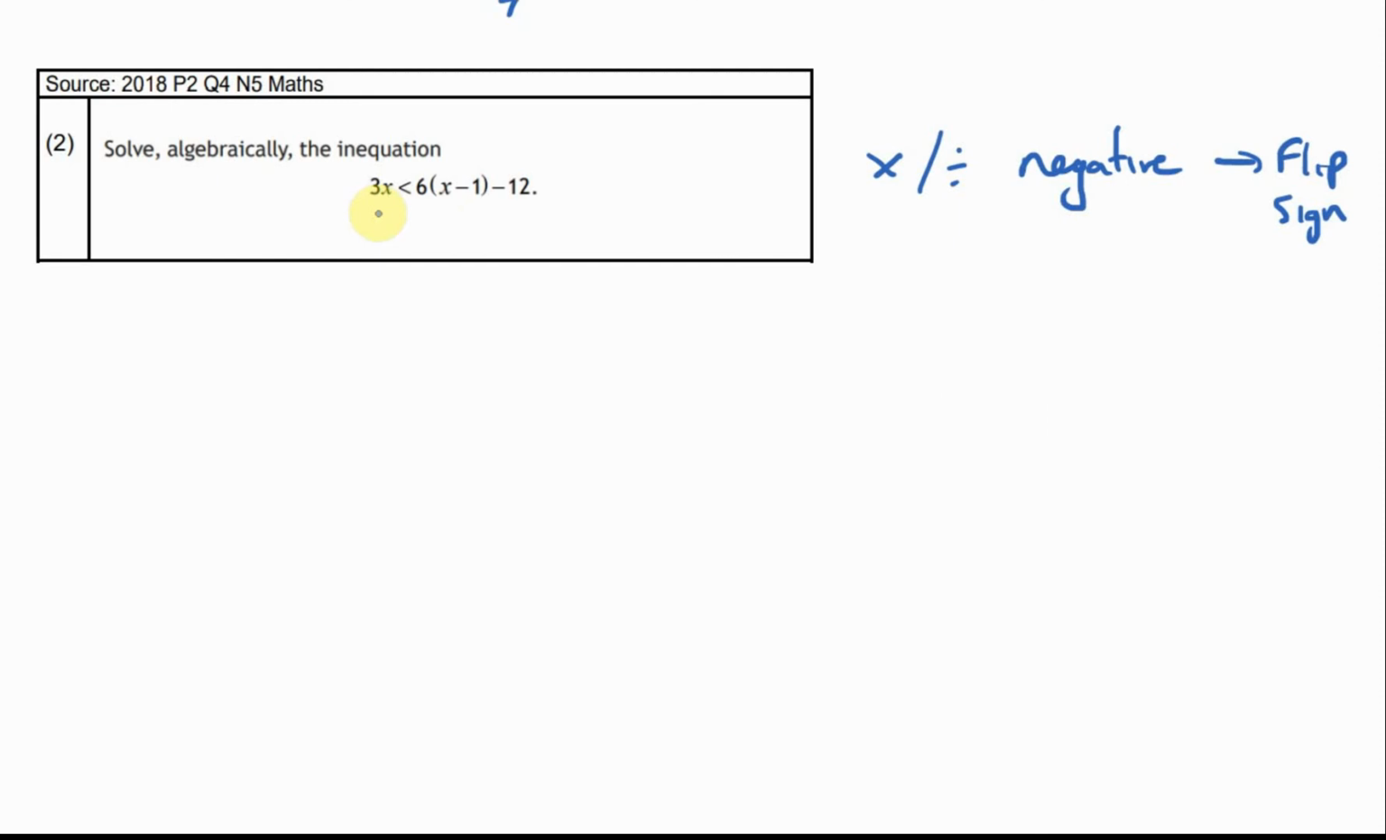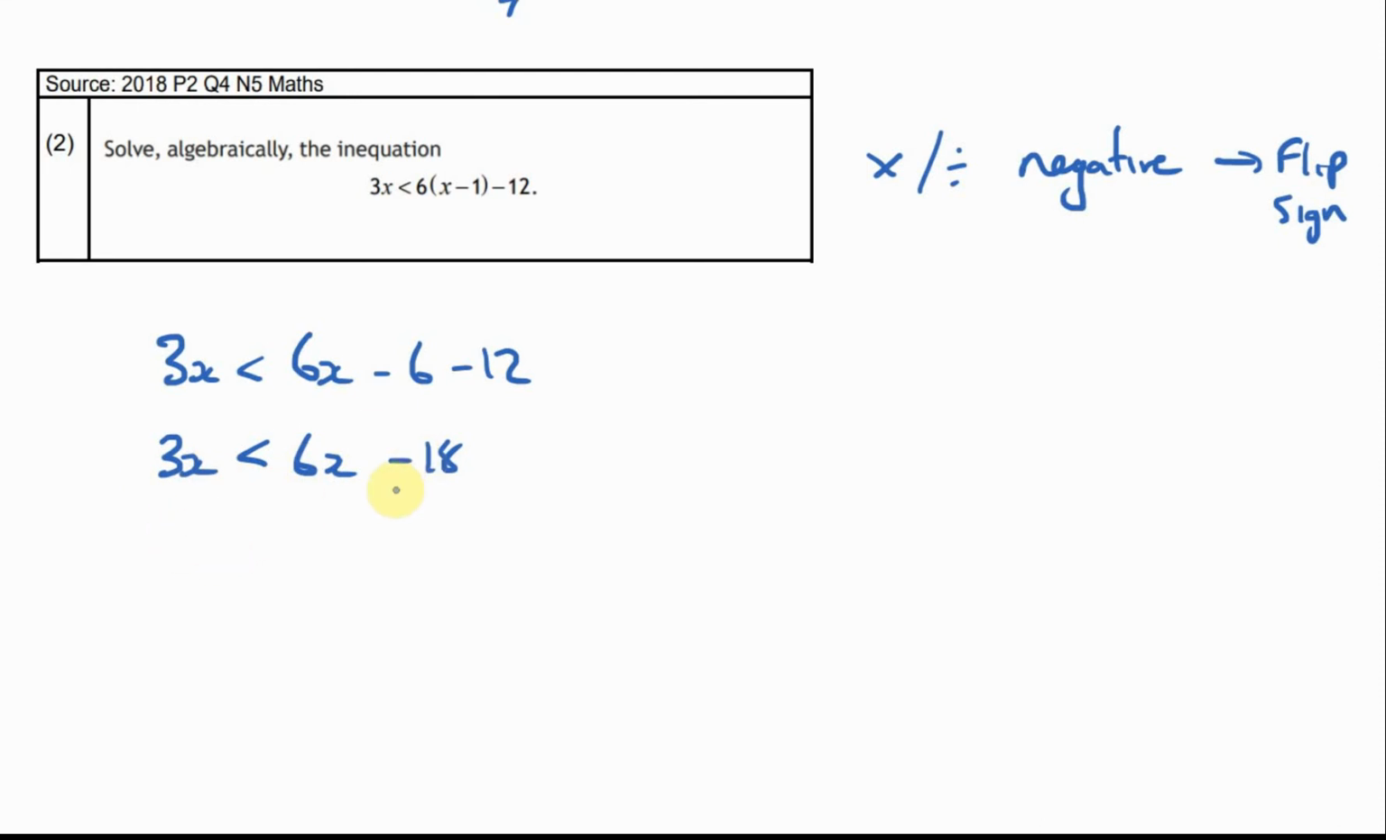Okay, so let's just start off. We've got 3x is less than, and what we'll do is we'll multiply the bracket out first. We'll say that's 6x, take away 6, take away 12. Let's simplify that. 3x is less than 6x, take away 6, take away 12, that's going to be take away 18. Now I want to get x's on one side, so I'll put them onto the left hand. Well, do either. I'll put them onto the right hand side. I'd rather have a positive x than a negative x. Okay.